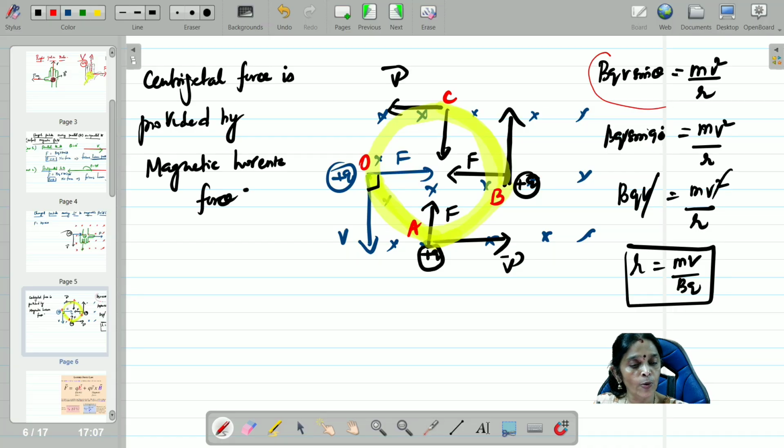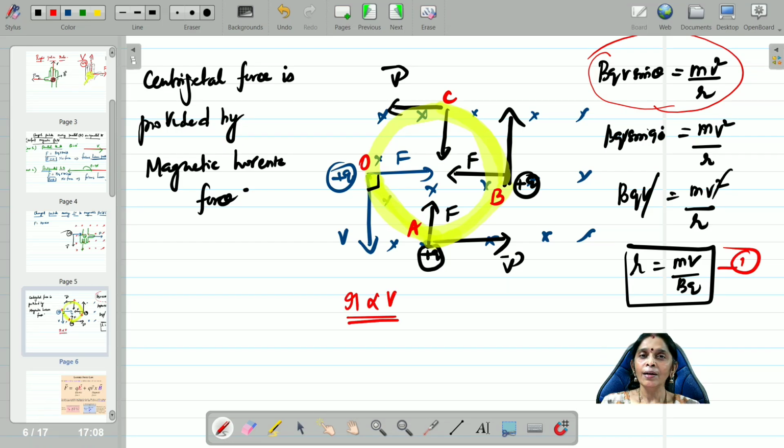Hence, I have given you BQV sine theta is equal to mv squared by r. But what is the angle here? The angle between the velocity of the charged particle and the magnetic field is 90 degrees. So BQV is equal to mv squared by r, and r is equal to mv by BQ. Hope you understand, children. From this, what can you find? That R is directly proportional to V. Equation number 1. So if the velocity of the charged particle increases, its radius also increases.